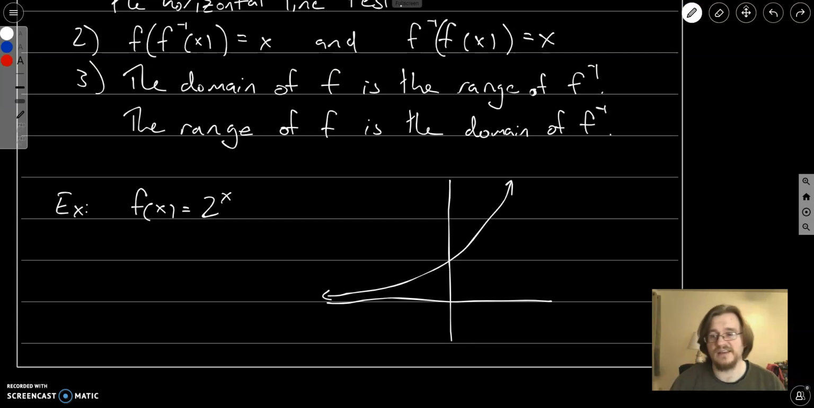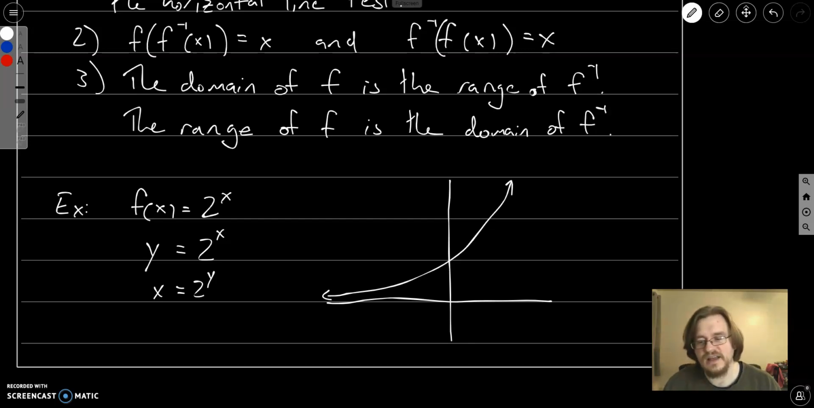So let's try to find the inverse of this function. Well, we can go y is equal to 2 raised to the x power. So this is this graph here. And what I need to do is switch the inputs with the outputs. So I need to switch the x's and y's. So I'm going to say x is equal to 2 to the y power. And next, I have to bring the y down out of the exponent, because right now it's way up above the 2. And we haven't seen a method for doing this yet.